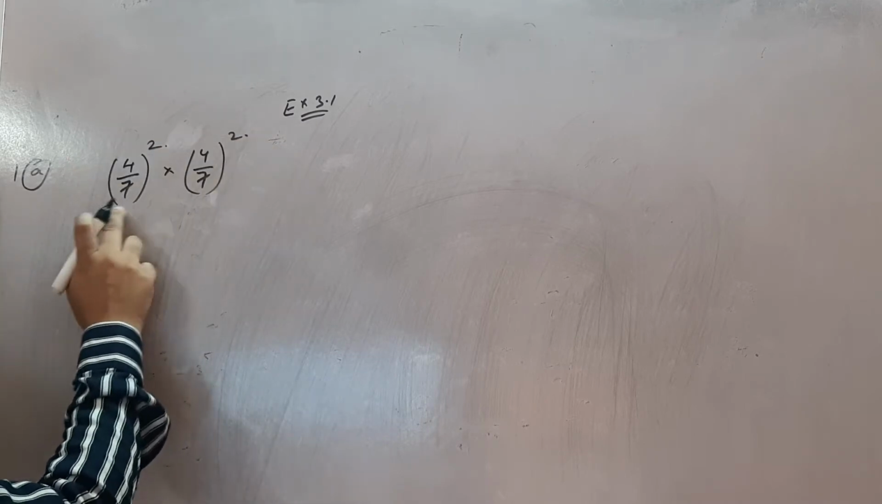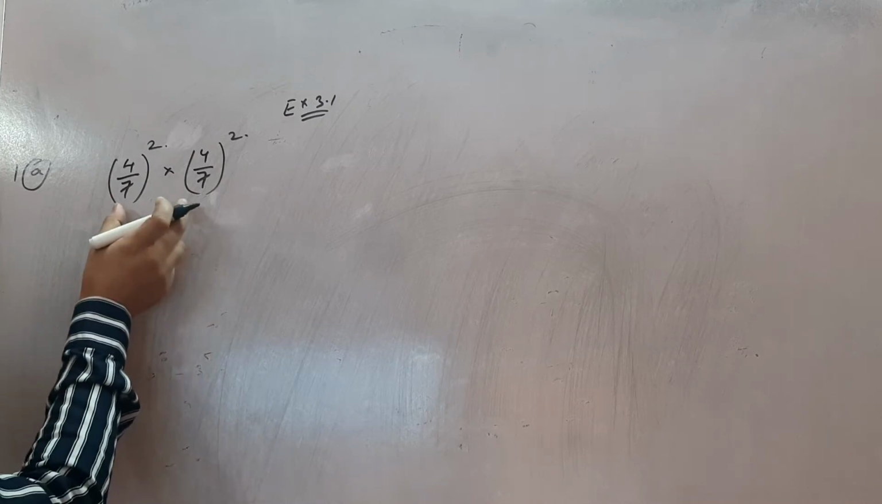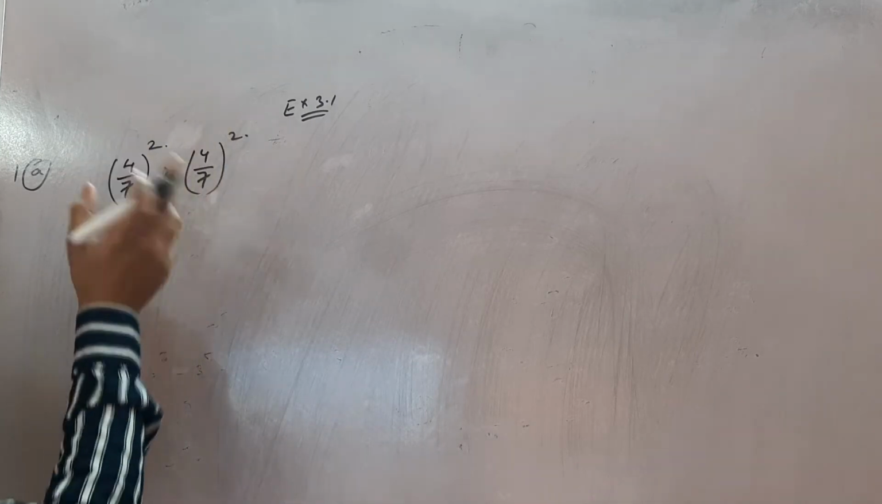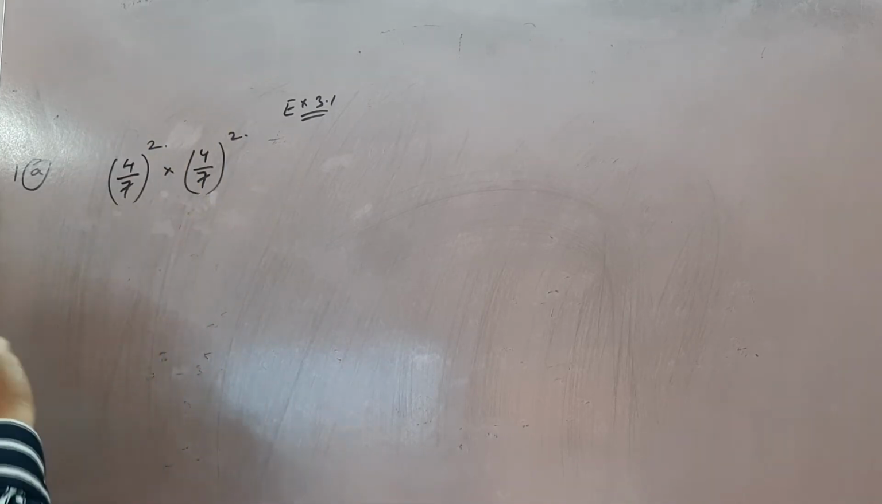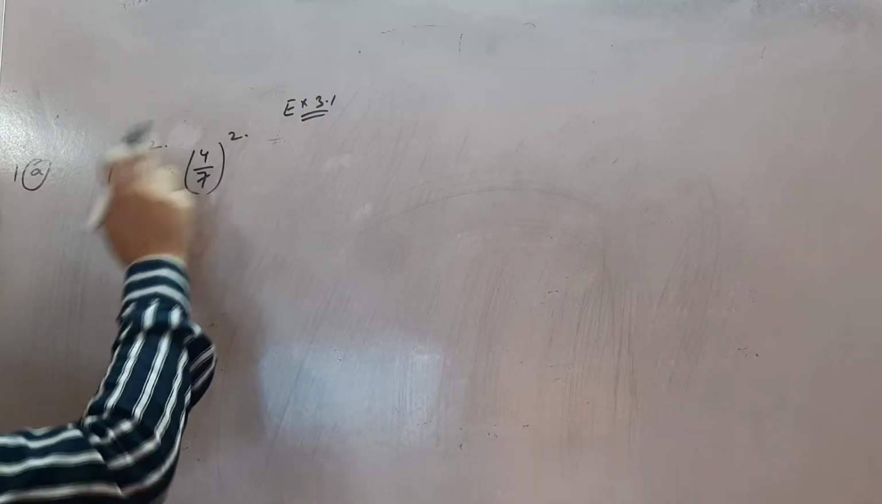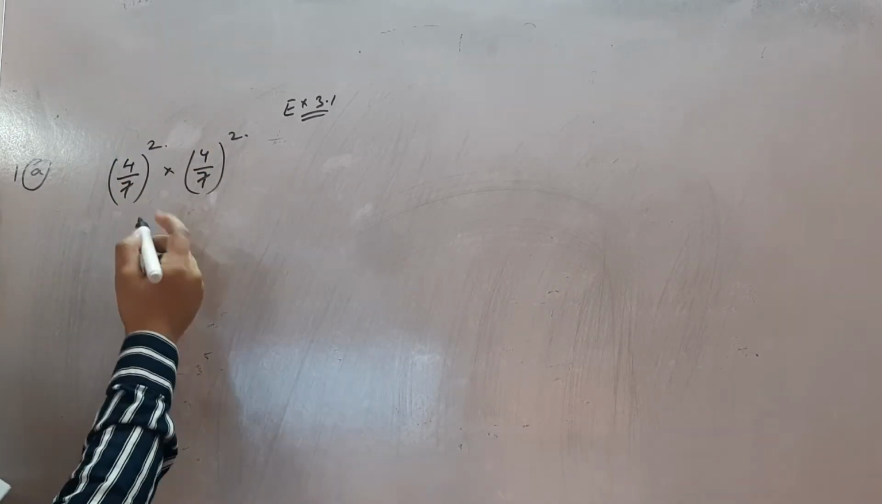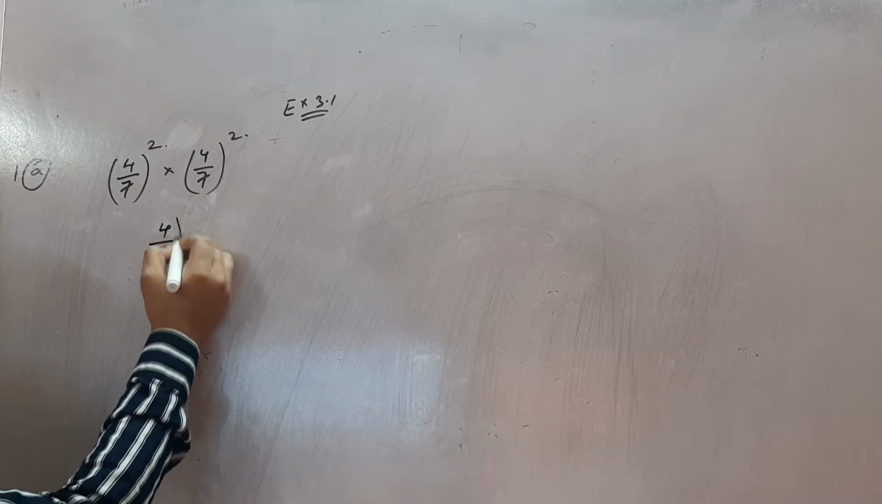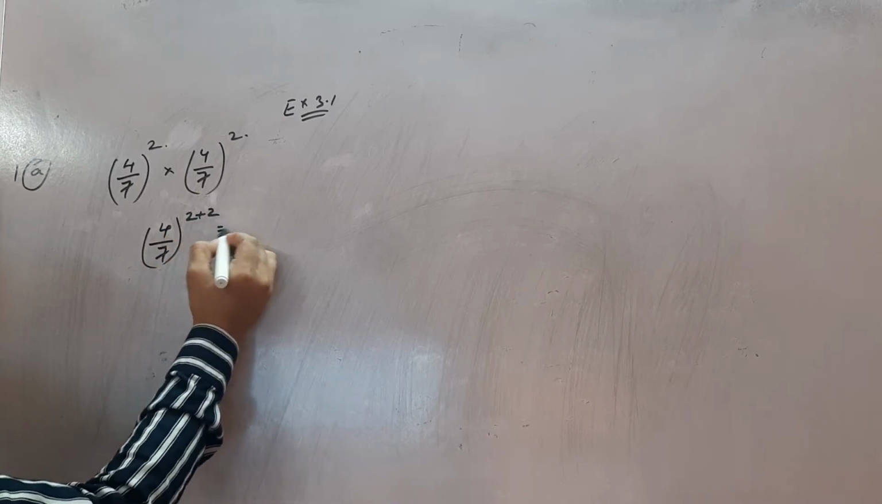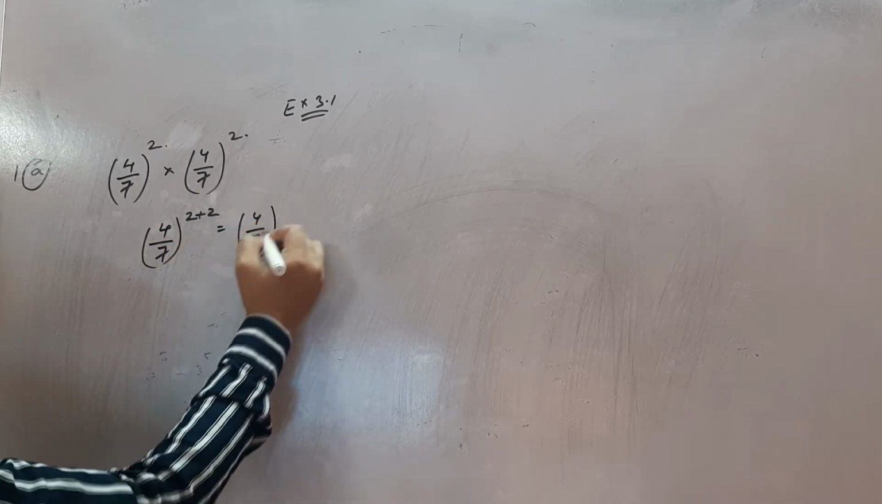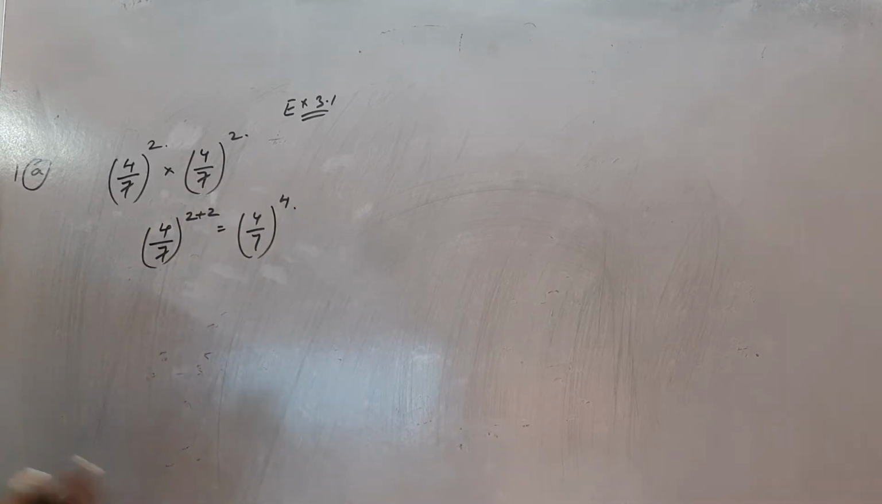You see the same base here. We know very well that with the same base, different or the same power, and a multiplication sign, at that time we add the powers. So the answer is 4 upon 7 to the power 2 plus 2, so it's 4 upon 7 to the power 4. Clear? Let's see the other one.